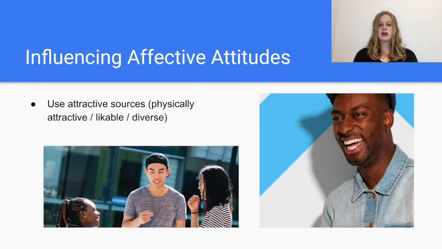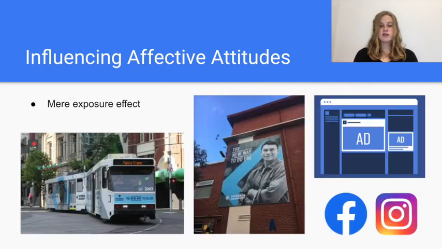One way that VU can create favorable affective attitudes is by using attractive sources in all of their promotion content. If the sources seem likable and similar to the target audience, it will evoke positive attitudes. Another way VU can create favorable affective attitudes is through the mere exposure effect. By increasing the amount of VU ads in the city, as well as on social media, people will start to develop a preference for VU simply through increased familiarity.